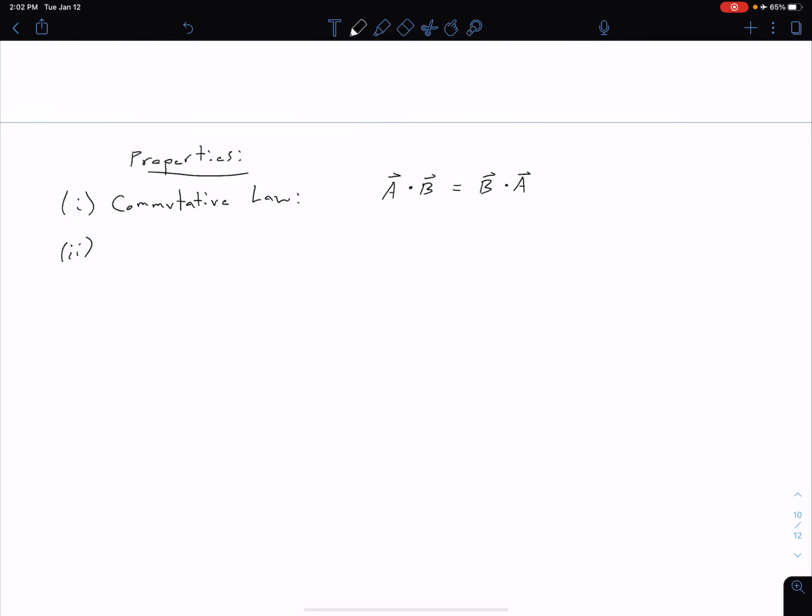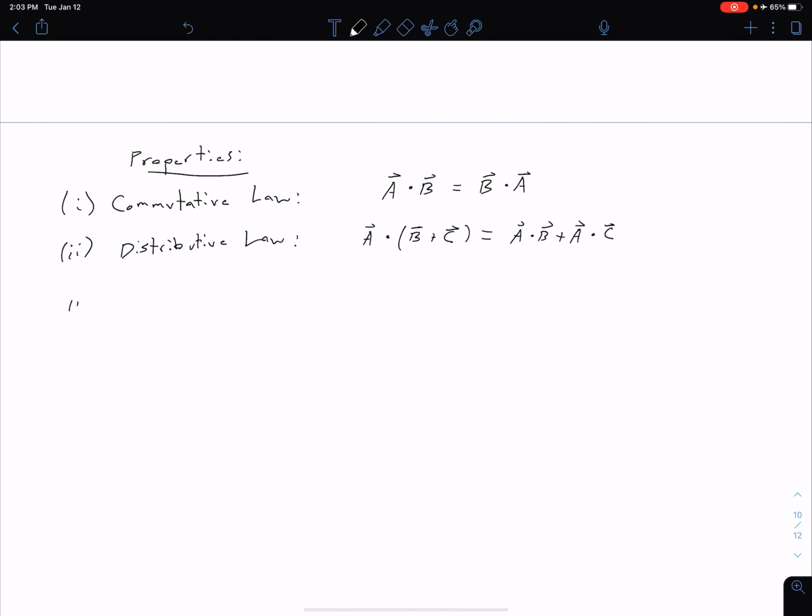Our second property is our distributive law. And so our distributive law is saying if we have A being dotted with some sum of vectors, so A dot B plus C, and let me make my arrow consistent there, then that's the same as the sum of A dotted with each of those. So we can say this is equal to A dot B plus A dot C.